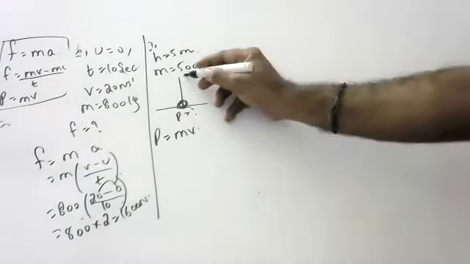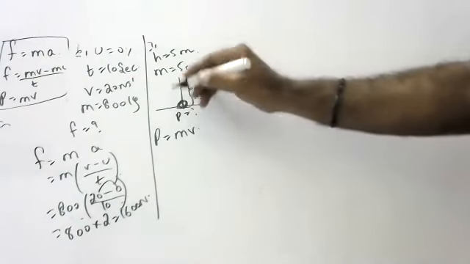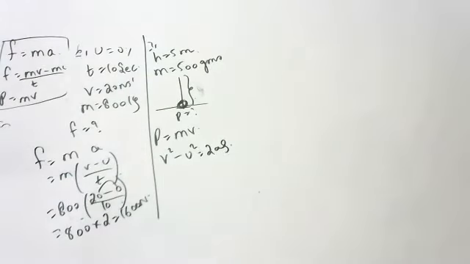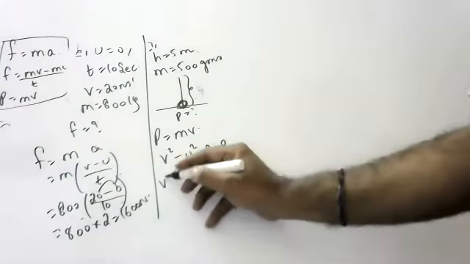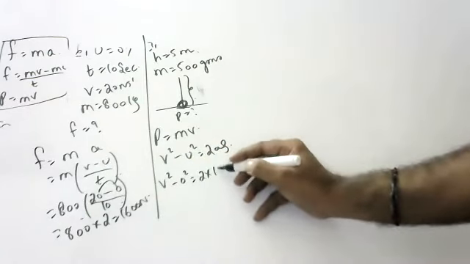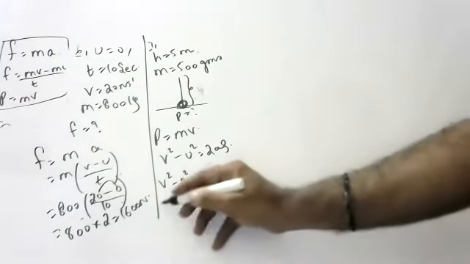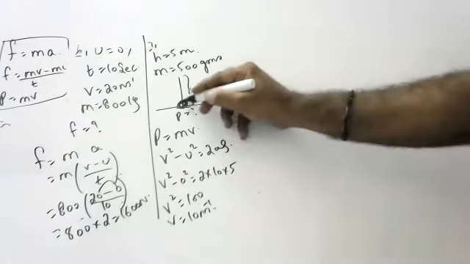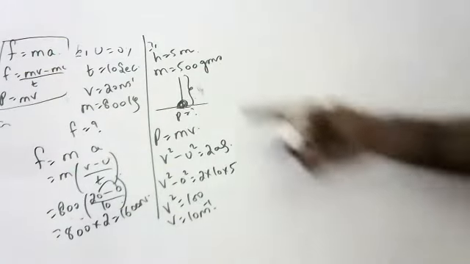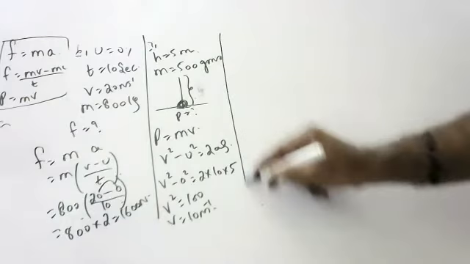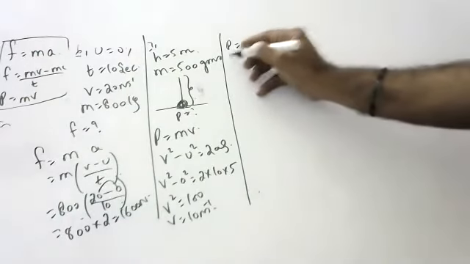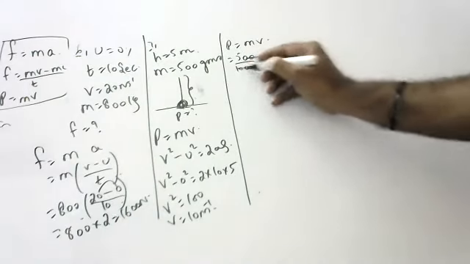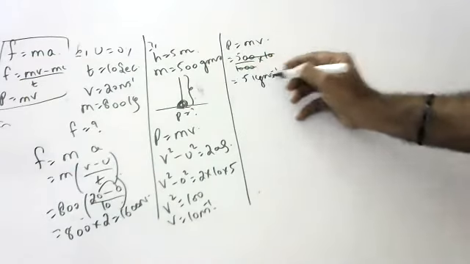Okay, so children, a body is falling freely. Try to understand. We know V square minus U square is equal to 2ax. So V square minus 0 square is equal to 2 into g into h. h is 5, so V square is equal to 100, V is equal to 10 meters per second. It means it is hitting the ground at 10 meters per second. Now we should find the momentum. Momentum is equal to mass into velocity, 500 by 1000, because grams to kilograms, into 10. So this is gone. So 5 kg meter per second.